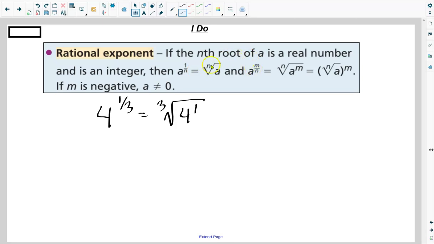Let's try another one. By the way, this and this are saying the same thing. So let's try 7n squared, let's put it to the 2/5. I wrote the fraction like that. Let's just keep it like this, all of us. So again, we have 7n squared.